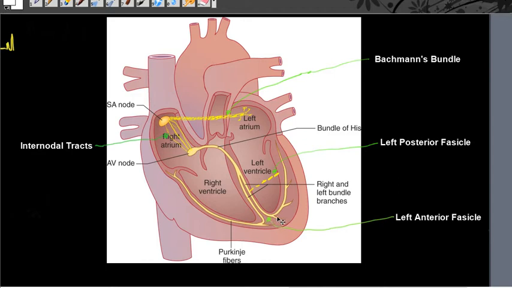So these bundles divide into Purkinje fibers. These Purkinje fibers are responsible for the contraction of the left and right ventricles. So when the signal reaches these Purkinje fibers, the left and right ventricles contract. The Purkinje fibers trigger contraction of the left and right ventricles. So that's basically a Cliff Notes version of the electrical system of the heart.